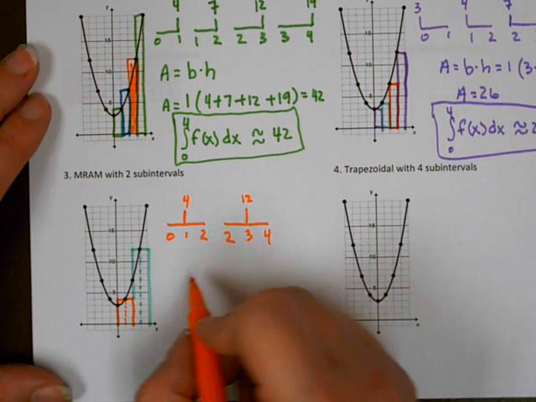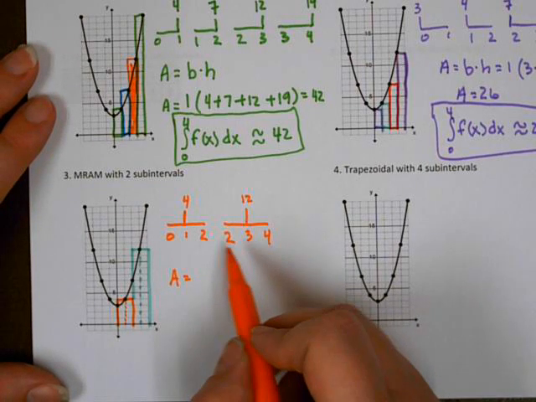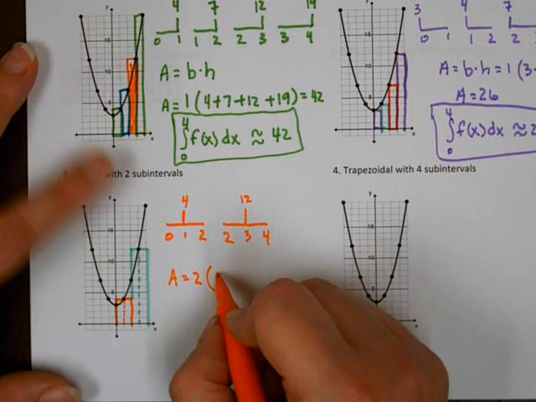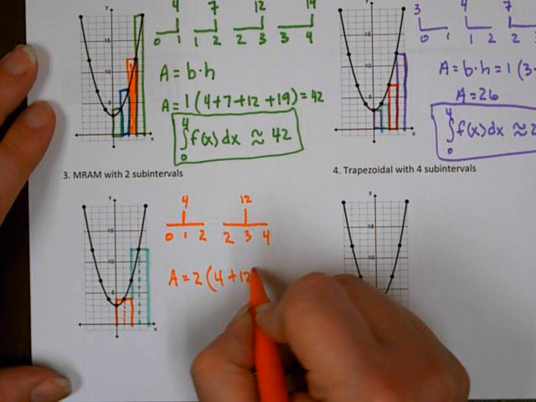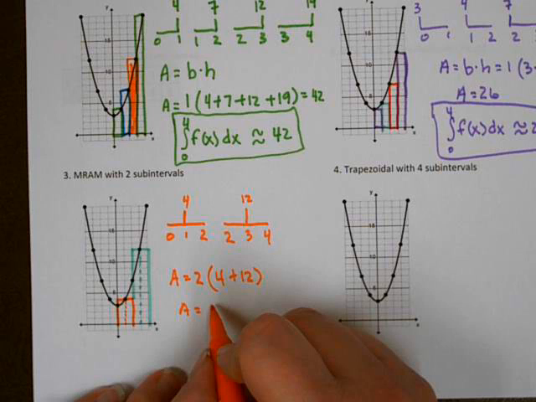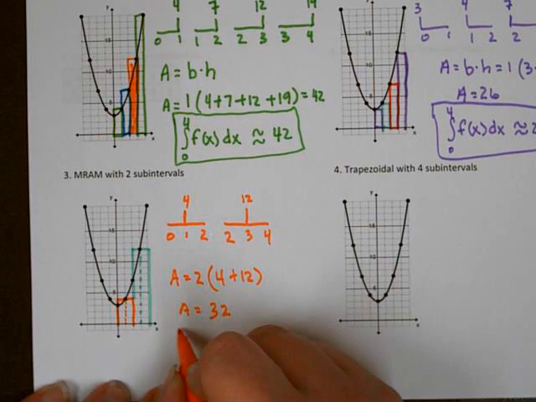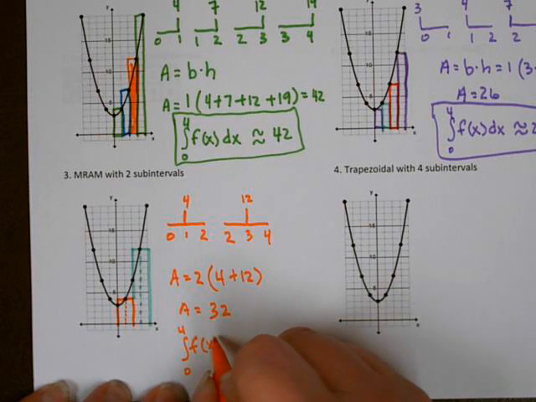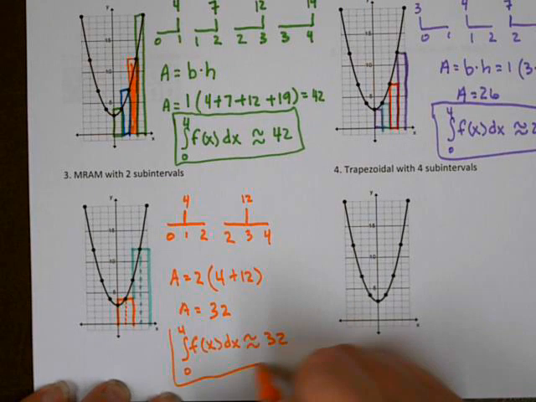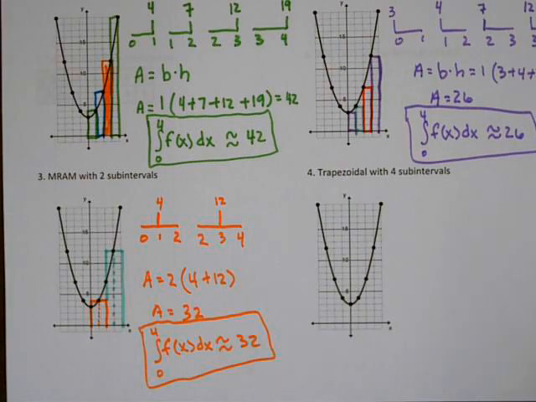Now we do need to be careful here because the base is different now. The base of each of these, the width of my subintervals on both, happens to be 2. So both of these are a 2, and then I'm going to do 4 plus 12. So I get that this area is 32, which means the integral from 0 to 4 of f of x dx is approximately 32 when we use MRAM with 2 subintervals. All right, the trapezoidal one now.